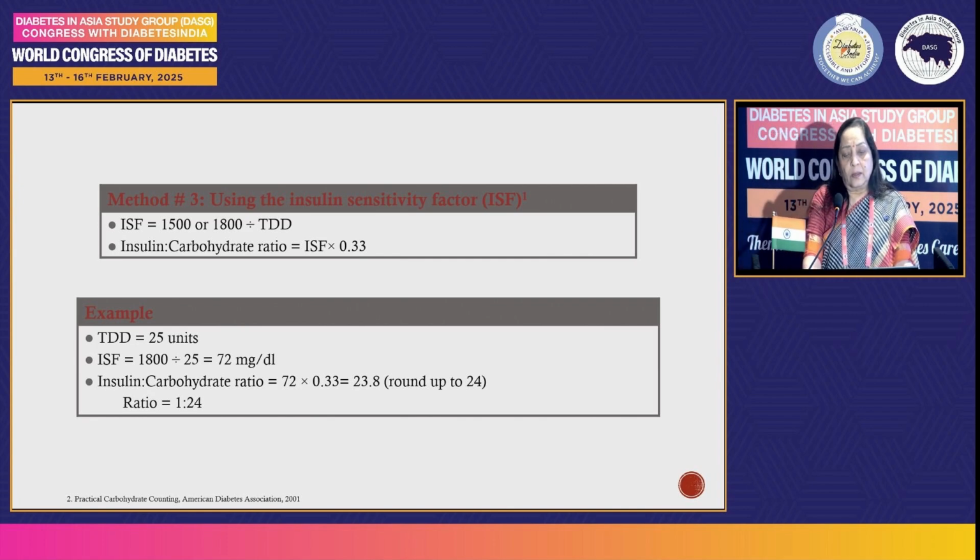So this is an example. Total daily dose is 25 units. So the insulin sensitivity factor is equal to 1800 divided by 25, which is equal to 72 milligrams per deciliter. So 1 unit of insulin will lower blood sugar by 72 milligrams per deciliter. And the insulin carbohydrate ratio will be 72 multiplied by 0.33, which is equal to 23.8, so 1 to 24.